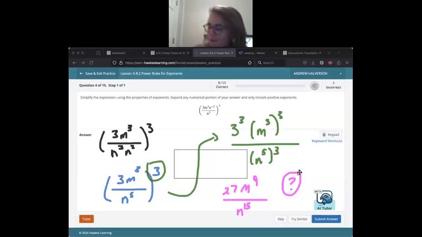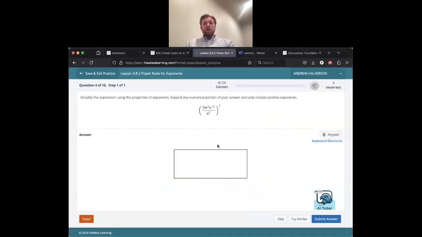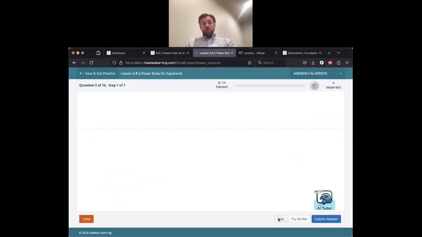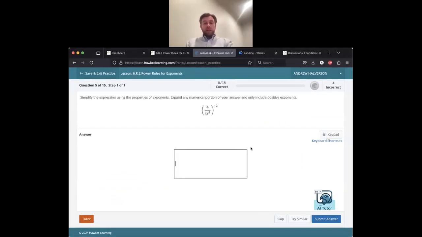Anybody have any questions on this one? All right. So far, it's just review. It's just review on the rules of exponents. Again, I'm not going to belabor this one now. This one I think we had. I don't think I really did it.